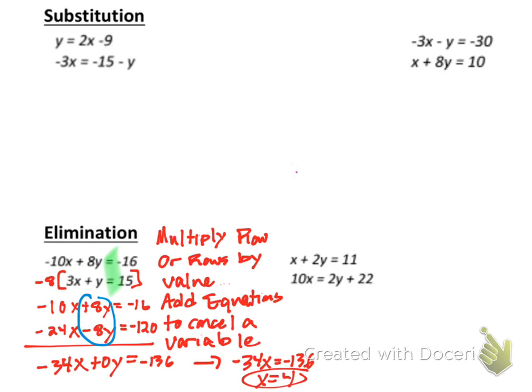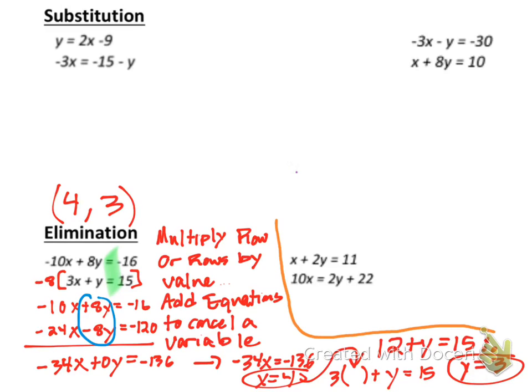So there's my x. And just like before, we need to plug that x back in to get y, the other variable. Choose your favorite equation. I chose the bottom one. And if you take that on, we put 4 in for x in the bottom equation. It looks like we get 12 plus y is 15. And then if we subtract 12, we get y is 3. So 4, 3 is our coordinate point of intersection.